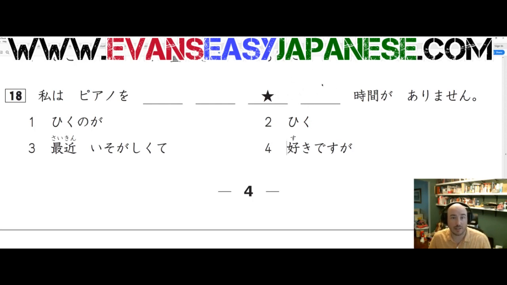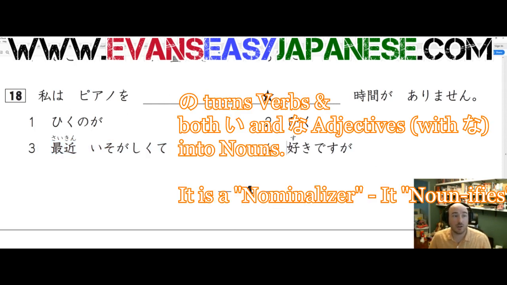And then here we have hiku. So hiku jikan ga arimasen. I don't have time to play, even though I like it. Or lately I've been busy so that I don't have time to play. So let's look at the first two. Piano o hiku works, but we already used that for jikan ga arimasen. So let's throw hiku no ga.